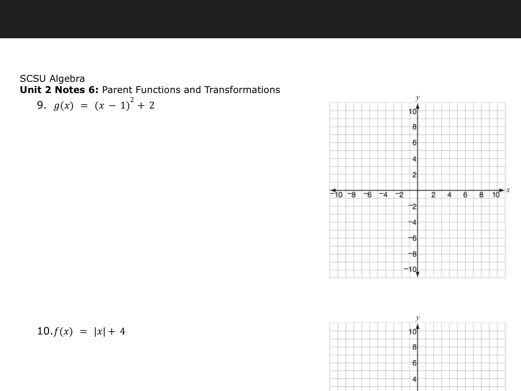All right, let's look at this one. So parent function here is that x squared. Inside the function is lying to me. So I would think it would go left 1. It's going to go right 1. Outside the function is exactly what I would think. So it's going to be up 2.